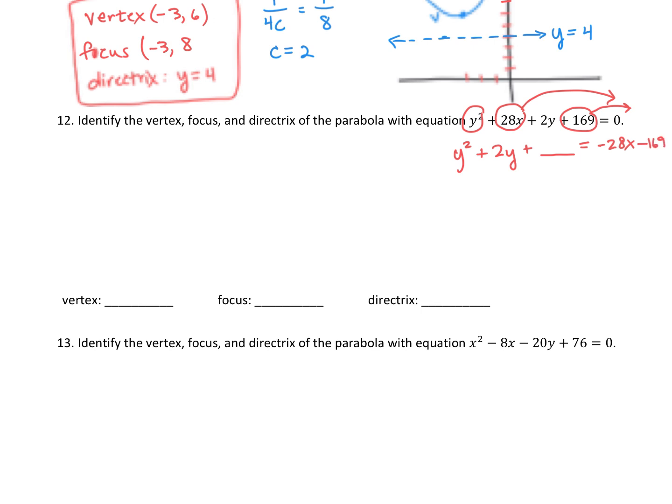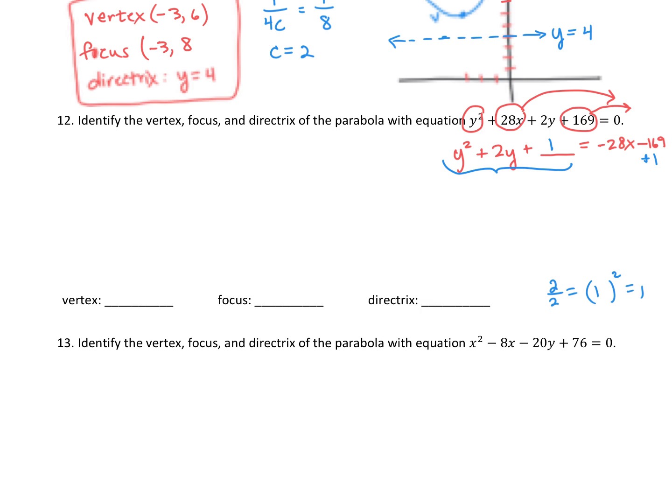Now to complete the square, we take our b value and divide it by 2. So 2 divided by 2 is 1, and then we square that. 1 squared is 1, and that's the number we're going to add into our equation. Now, because we just added a 1 on the left side, we have to add in a 1 on the right side. We keep our equation balanced.